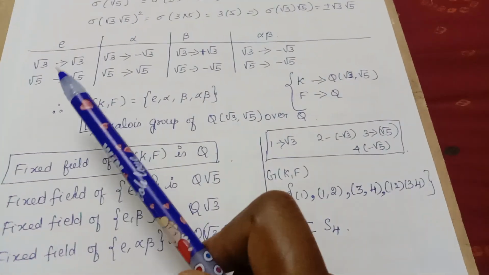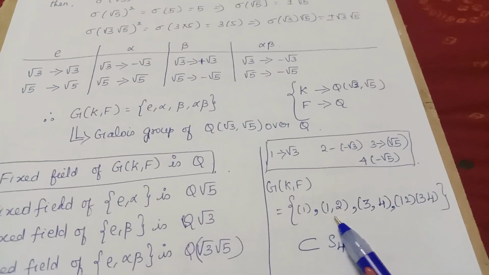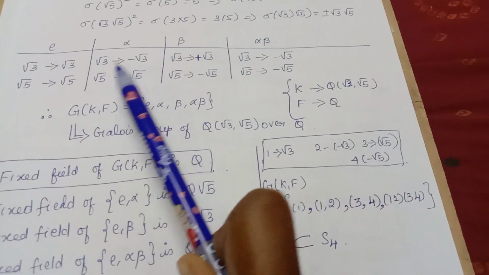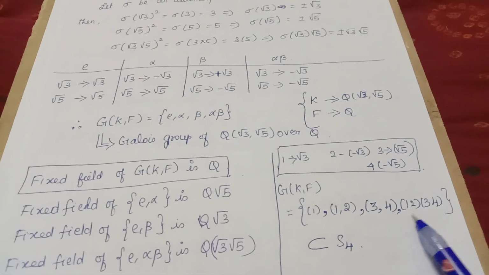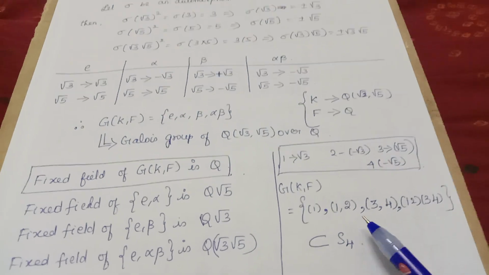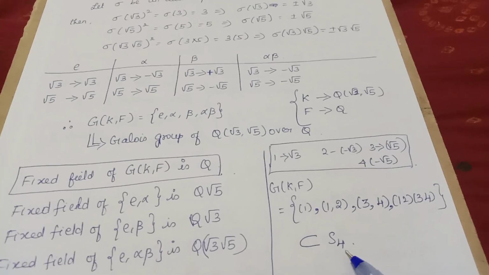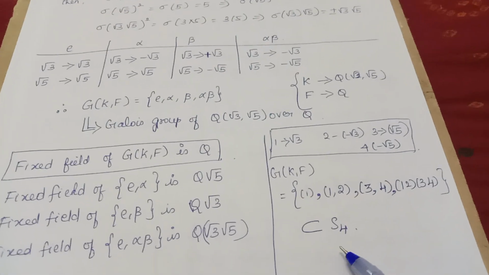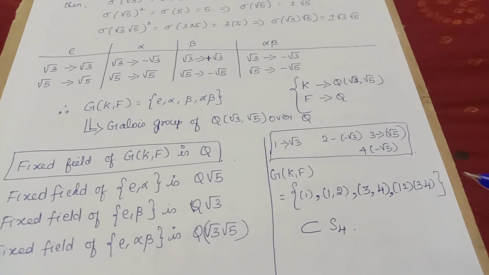Here, this is the identity permutation, so 1 I have written. The next one is 1 goes to 2, 2 goes to 1. Next one is 3 goes to 4. Next one is 1 goes to 2 and 3 goes to 4. So this is a subset of S4, because 4 roots are there. So we have to compare it with S4, but it is not equal to S4. It is a subset of S4.